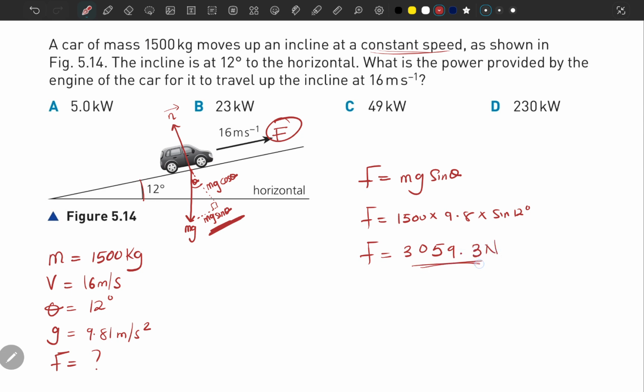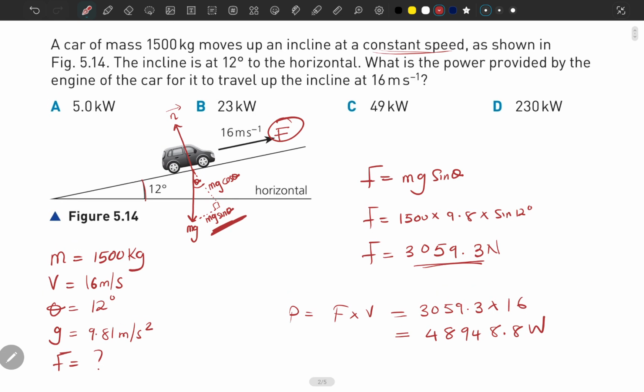Do you know why we're finding force? Because power is actually force multiplied by velocity, in case you didn't know. So 3059.3 times our velocity, which is 16 meters per second. Let's punch this together. I'm getting 48948.8 watts.